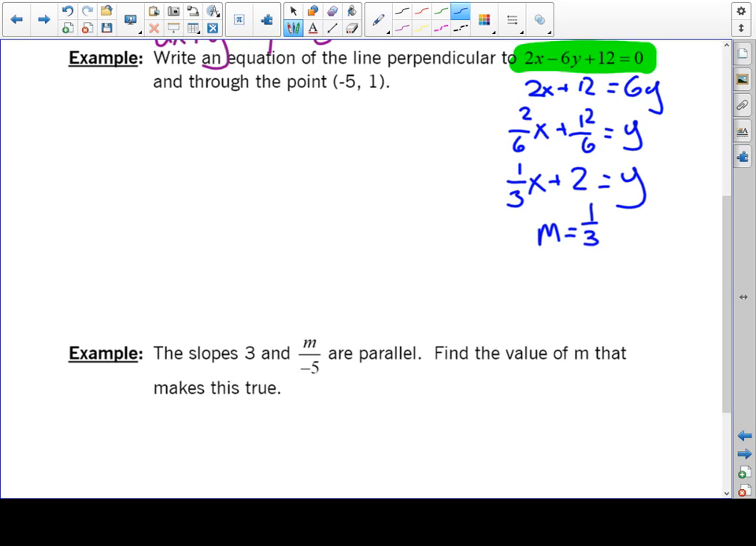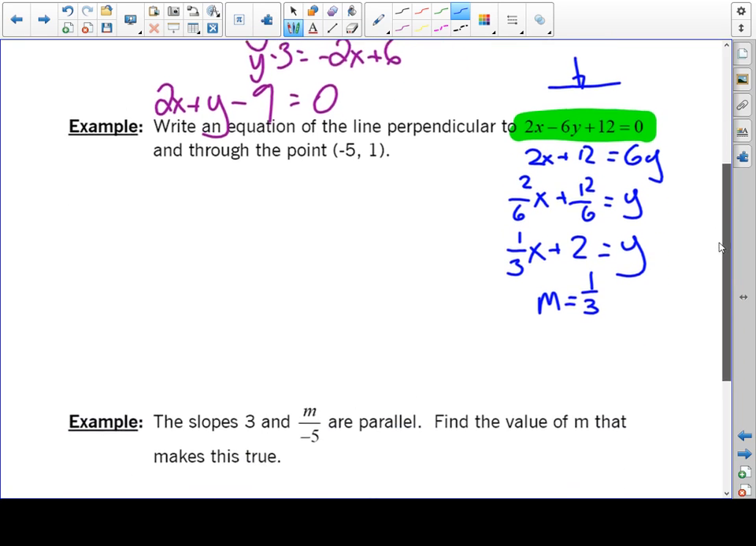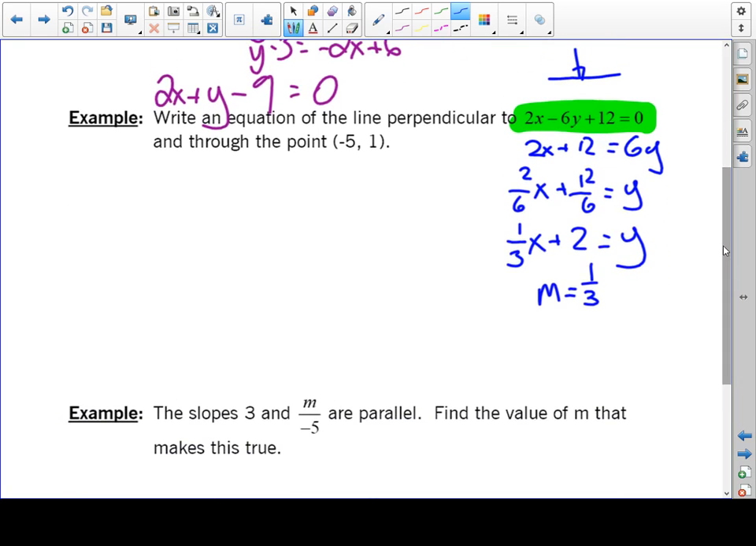But our slope's perpendicular to this. The symbol that you use to write perpendicular is like 2 lines meeting with a 90-degree angle. So down here I'm going to write m with a little perpendicular symbol, which just means that I'm looking for the perpendicular slope. The perpendicular slope just looks like this right here.